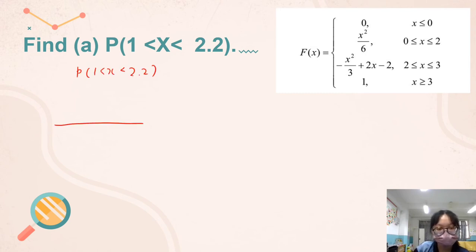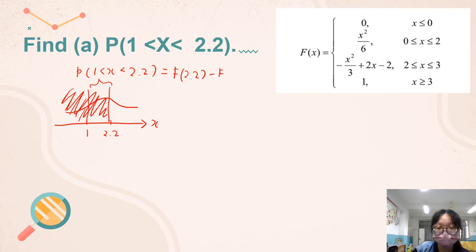Okay, so look at this graph. Here is 1 and here is 2.2. If we want to find P(X < 1), then the probability is here. And if we want to find P(X < 2.2), the probability is all of this. So if we want to find this area, we have to find F(2.2) minus F(1) so that we can find the probability between 1 and 2.2.